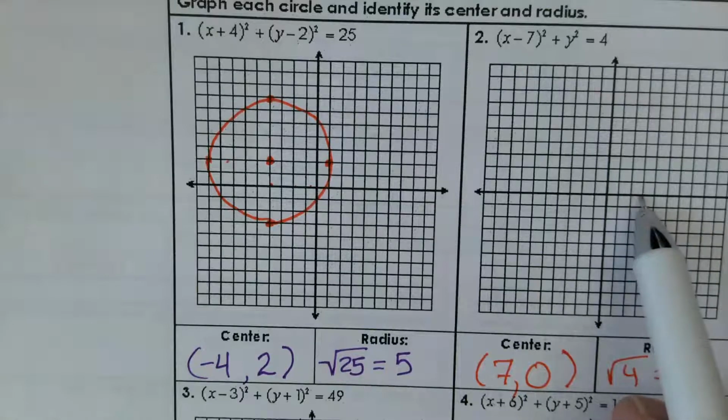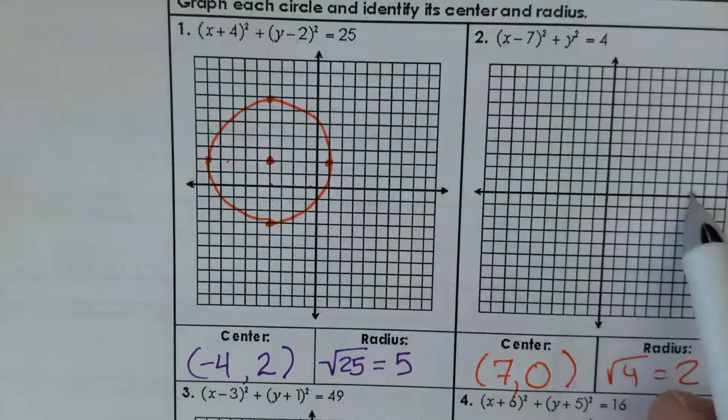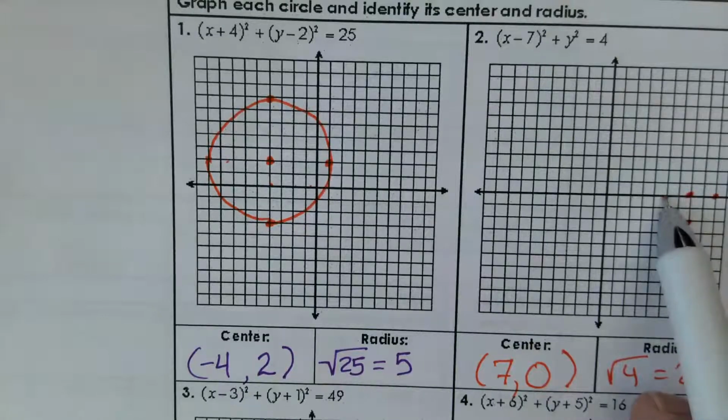So 1, 2, 3, 4, 5, 6, 7. And then go 2 in each of the 4 directions.